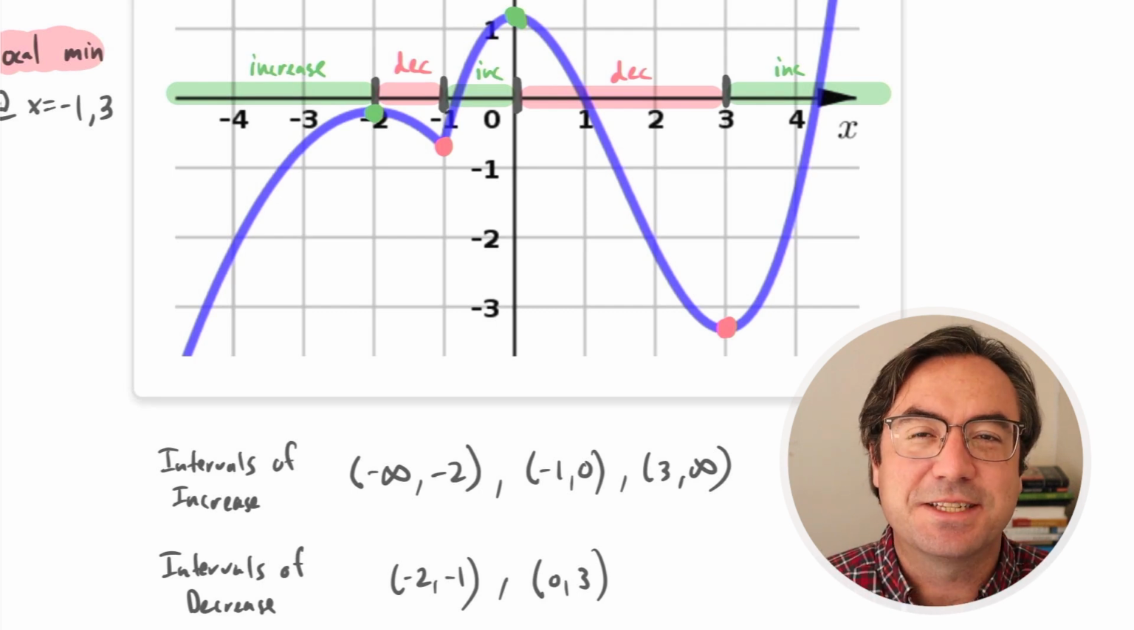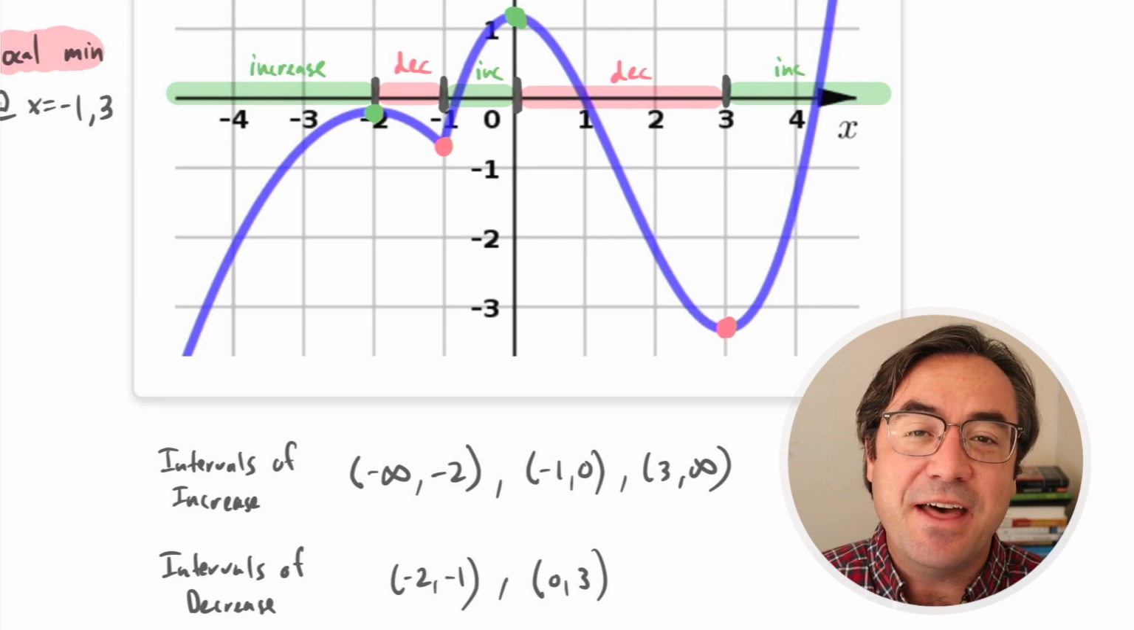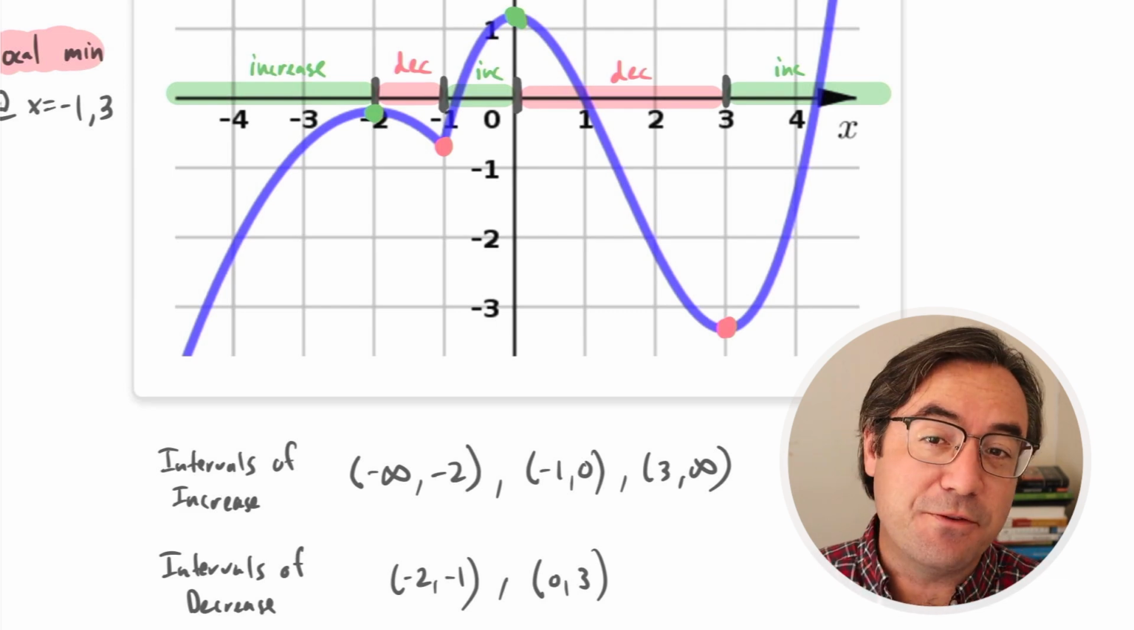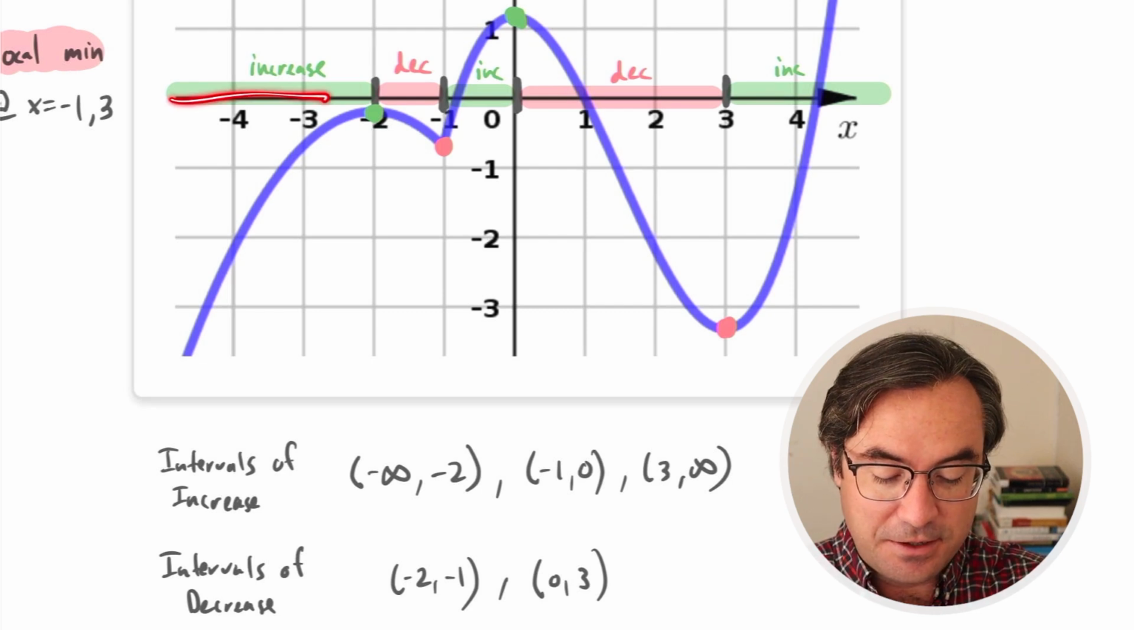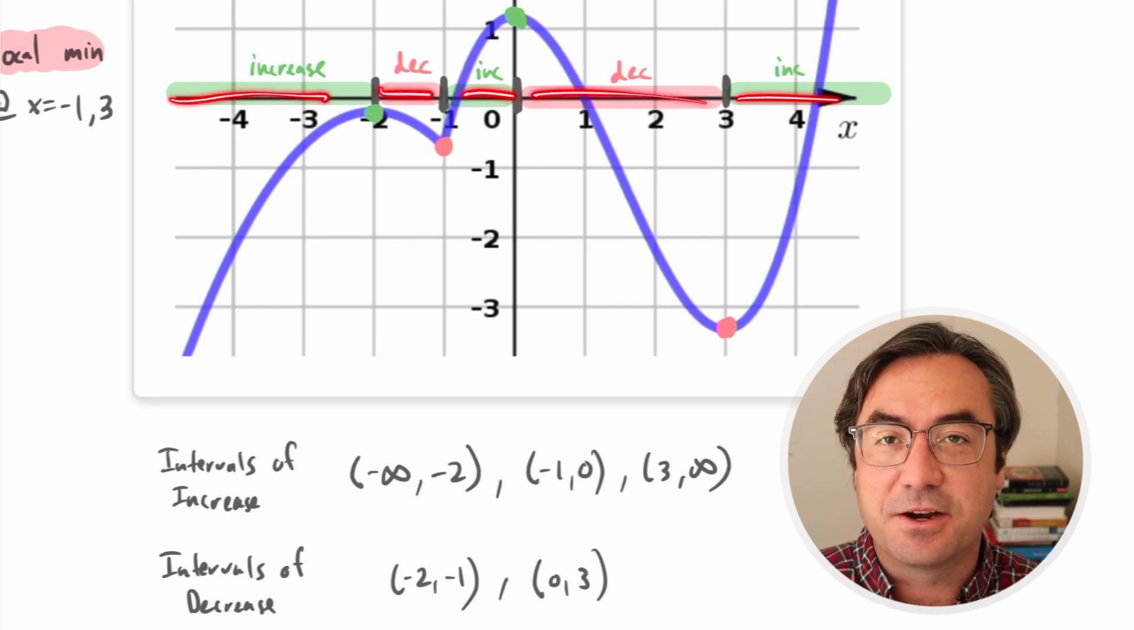All right, so we're going to practice this a little bit more in class, and then we'll see how to use the first derivative to pinpoint these intervals for us.